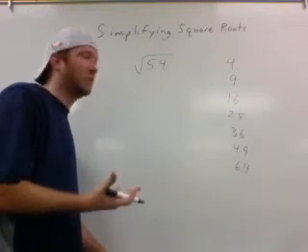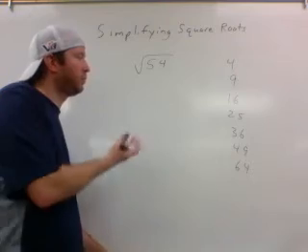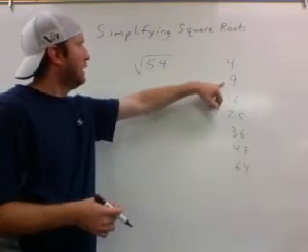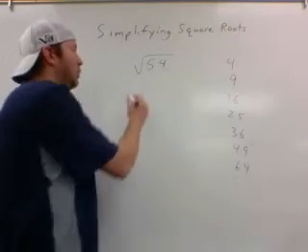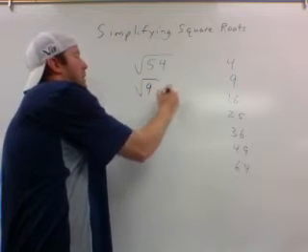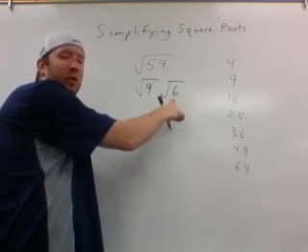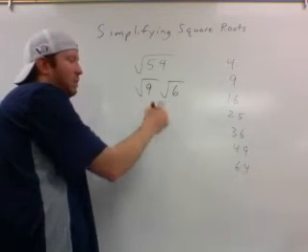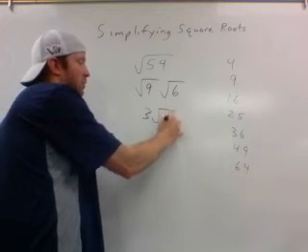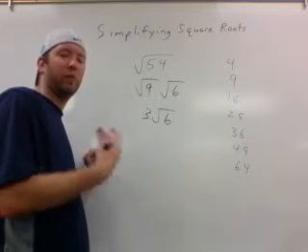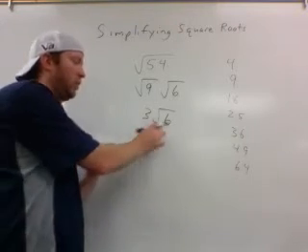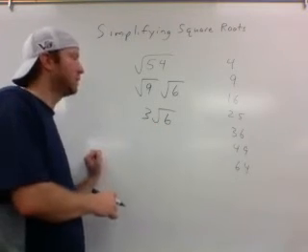All right, so let's look at another example, the square root of 54. Well, I know 9 goes into it. So I can break this into 9 and 6. For 6, there's no perfect square that goes into it, and the square root of 9 is 3. So the first method, finding a perfect square that goes into it, gives 3 times the square root of 6.